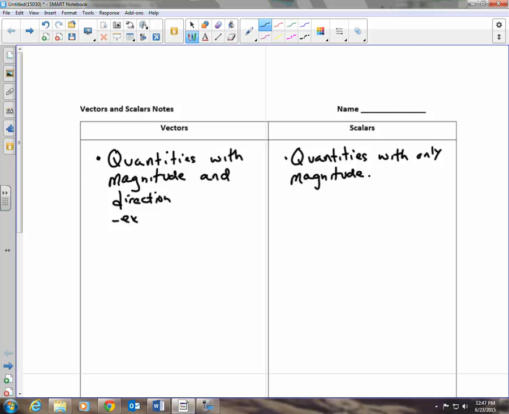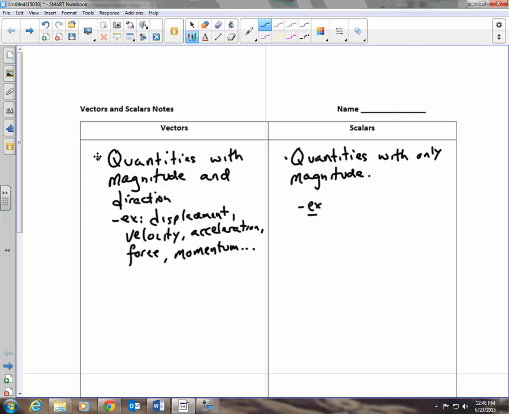Some examples of vectors are displacement, velocity, acceleration, force, momentum, and so on. And some examples of scalars would be distance, speed, time, work, energy, and power.